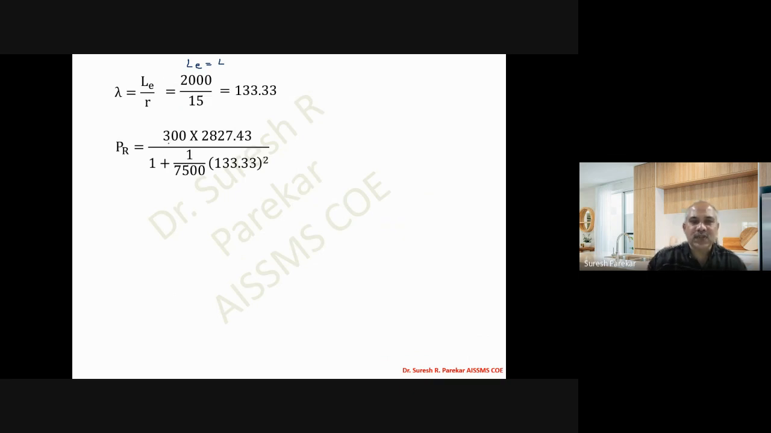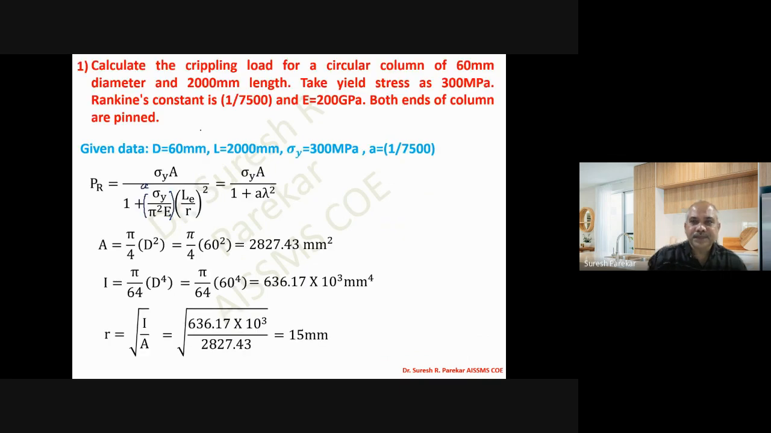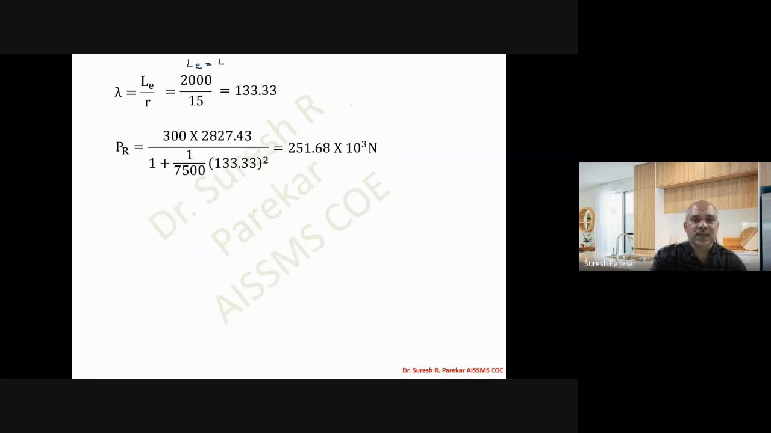So sigma Y is given 300, you can see this, and then area we have 2827.43, and a we have 1 upon 7500. E we have 200 GPa, not required. So we will substitute these values and we will get PR, that is Rankine's load, 251.68 into 10 raised to 3 Newton. So PR is 251.68 kilonewton. So this is the first problem.